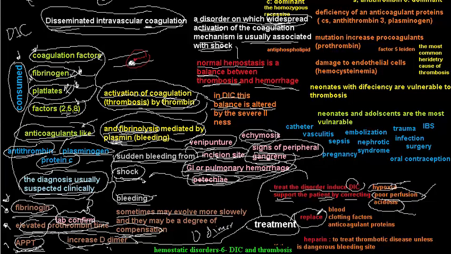In DIC we have a decrease in the coagulatory and the anticoagulatory factors. We have to replace blood, we have to replace clotting factors, we have to replace anticoagulatory factors. Okay, so don't forget to replace all these things.